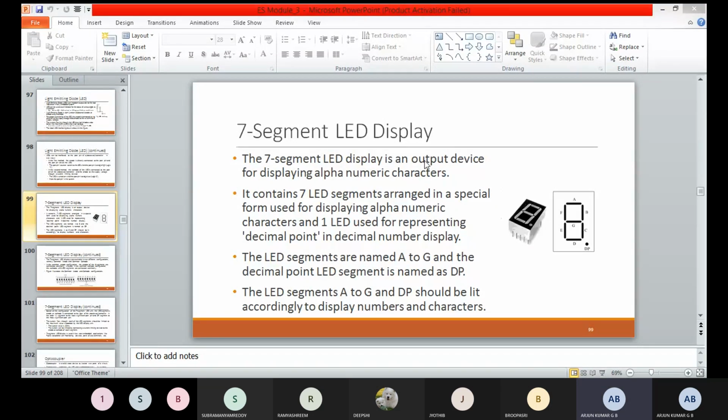It contains 7 LED segments arranged in a special form used for displaying alphanumeric characters, and 1 LED used for representing the decimal point in decimal number display. We can see how the characters will be displayed. You can see A, B, C, D, E, F, G. There are 7. This is called a 7-segment display.